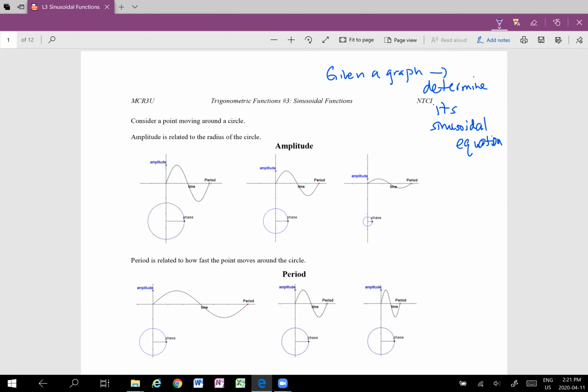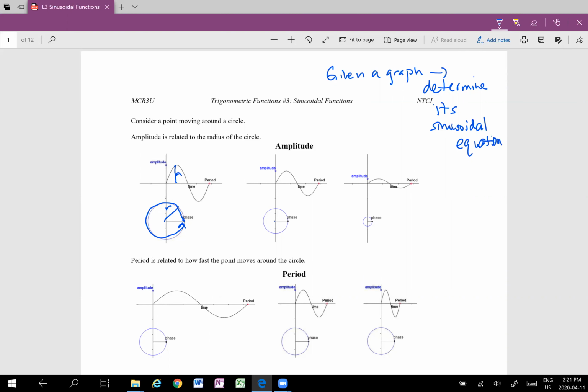The very first page is informative, and it talks about the relationship of the unit circle and that sine graph. So consider a point moving around a circle. Amplitude is related to the radius of the circle. So first of all, let's draw the unit circle really quickly. And as you can see, I'm just tracing it. That radius r represents that amplitude.